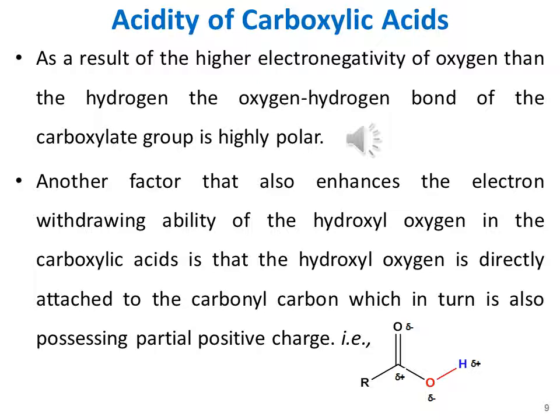So there are two factors: number one, the electron withdrawing ability of the oxygen of the hydroxyl group, as well as the electron withdrawing ability of the carbonyl carbon. It attains the electron withdrawing ability because of the carbonyl oxygen. So the sigma bond of the hydroxyl group, that is the bond between the oxygen and hydrogen, is highly polar. Here I have shown this bond with a red line, and I have shown that the hydrogen possesses the partial positive charge and the oxygen possesses the partial negative charge.